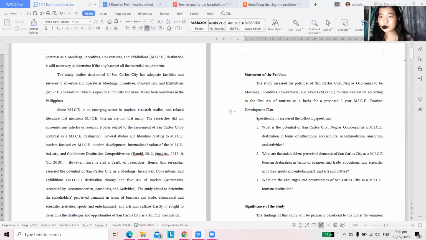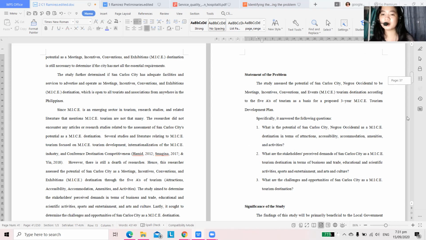Okay. So please retain the problem in your memory. The first is, what is the potential of San Carlos City according to attractions, accessibility, accommodation, amenities, and activities. Next is, what are the perceived demands according to business and trade, educational, scientific, sports and entertainment, arts and cultural. And last is, what are the challenges and opportunities? We will now make a research survey or survey questionnaire out of my statement of the problem.